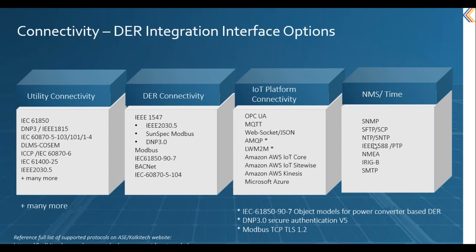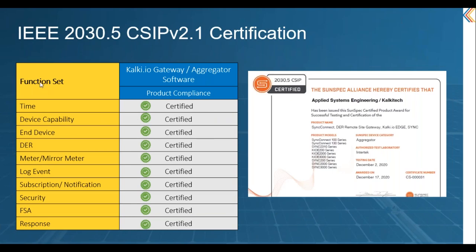And we also support a few NMS or time synchronization protocols for the network management and time management options. So these are the interfaces for the southbound and northbound from the aggregator and the gateway product line. And 2030.5 has been certified by SunSpec as per the CSIP version 2.1, and all the aggregator and the gateway products are being certified for the CSIP profile, which is mandatory in the SunSpec CSIP requirement.